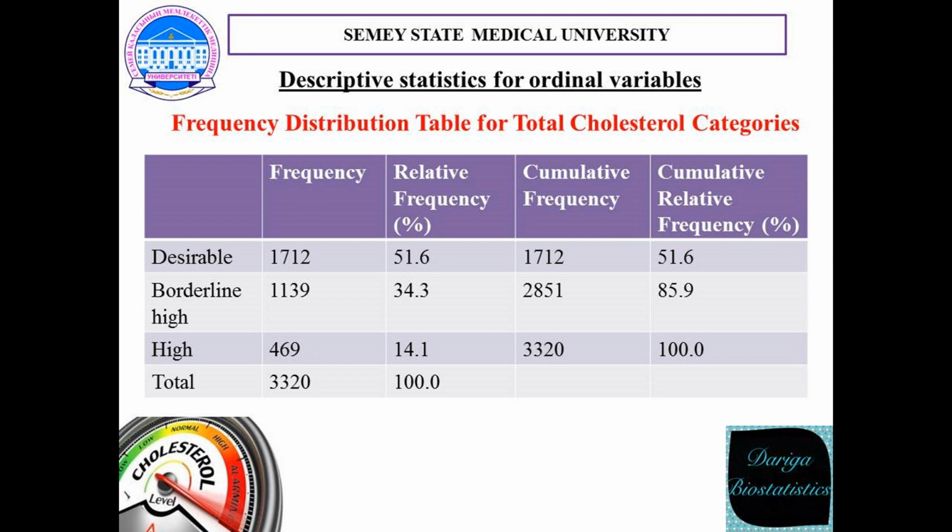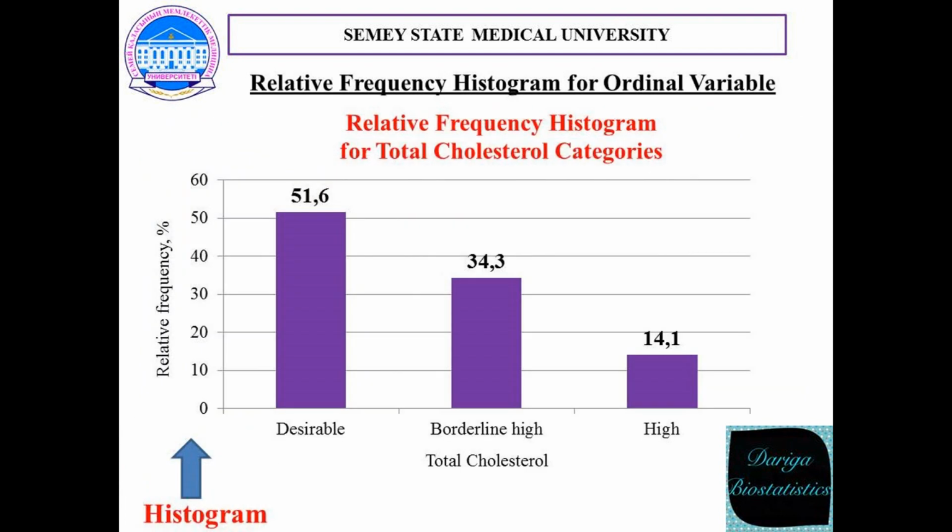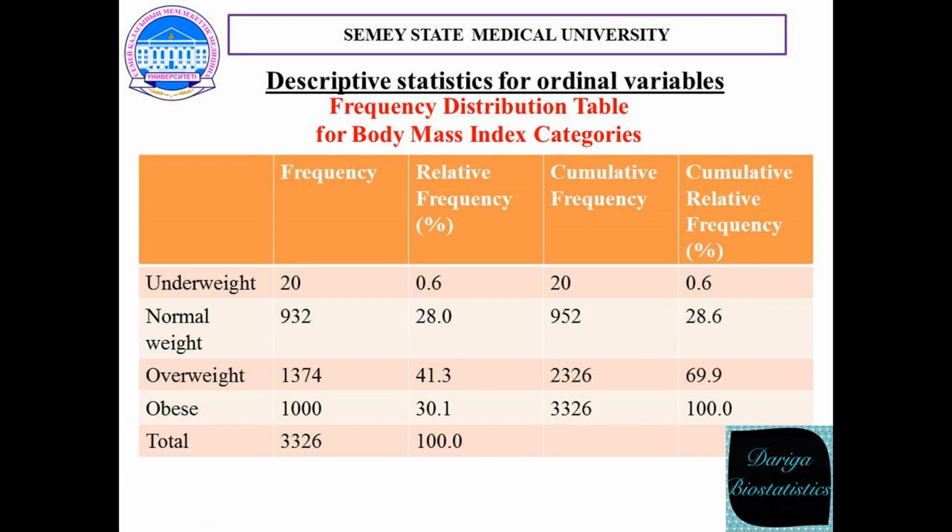Using the cumulative relative frequencies, we can summarize the data as follows. 85.9% of patients have total cholesterol levels that are desirable or borderline high. The remaining 14.1% of patients are classified as having high cholesterol. Here is the relative frequency histogram for total cholesterol categories.